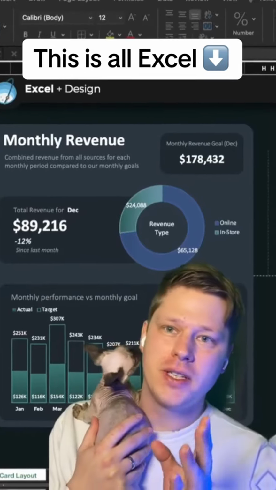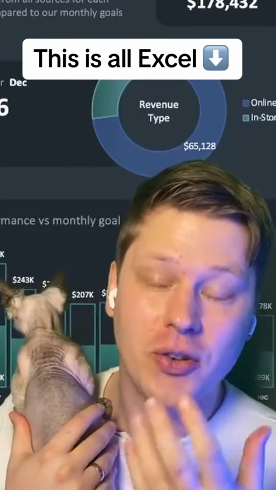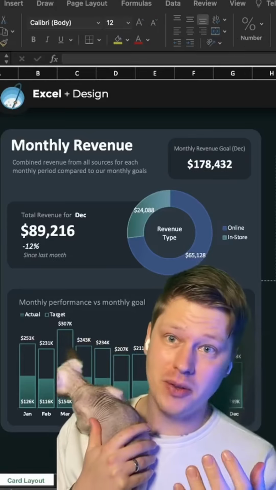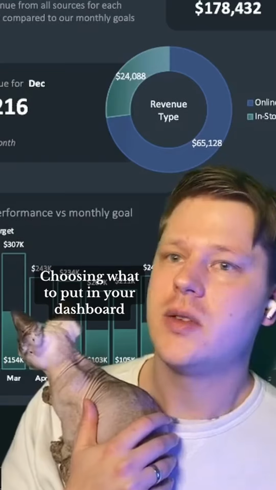Hey everyone, I want to show you the first step I take on every single dashboard or reporting project to decide what to actually put on the page. Sometimes people know how to build the report, they know how to build the charts and put in the metrics, but they don't know how to choose. So this is how I do it.